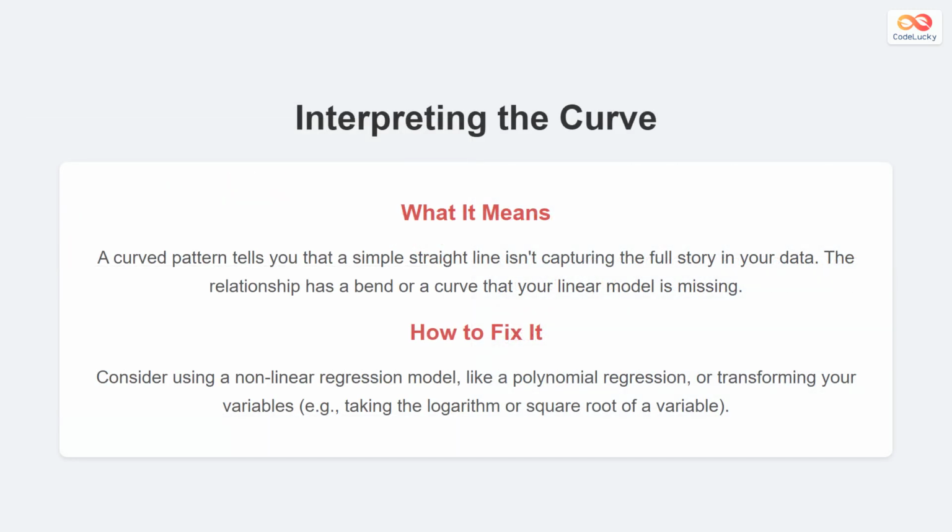So what does this curve mean, and what should you do? It means a simple straight line is missing a key part of the story in your data. To fix this, you might need a more complex model, such as a polynomial regression. Another common solution is to apply a mathematical transformation to your variables, like using their logarithm or square root.